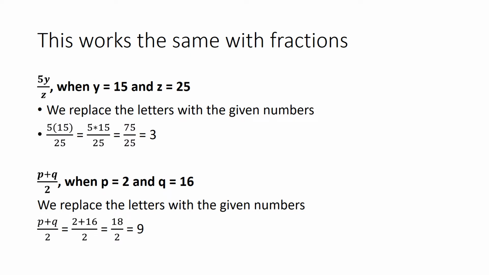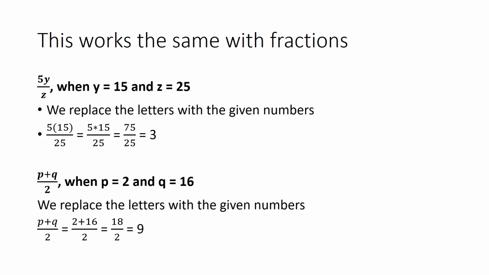Fractions are the same way. 5y over z, when y is 15 and z equals 25. Where I see the y, replace it with the 15. Where I see the z, replace it with the 25. And since the 5 and the y are touching, and I replace the y with the 15, it's now 5 times 15 over 25. 5 times 15 is 75 over 25. And 75 over 25 is 3.